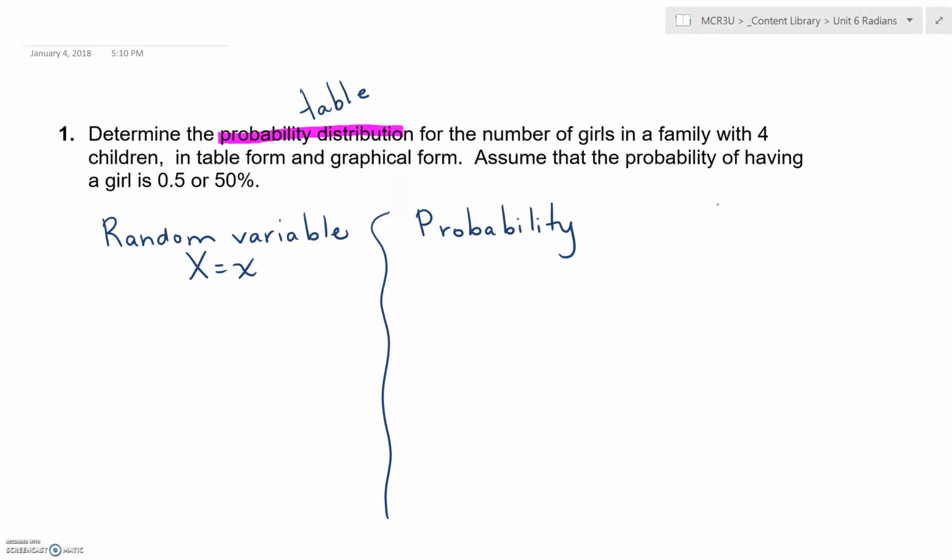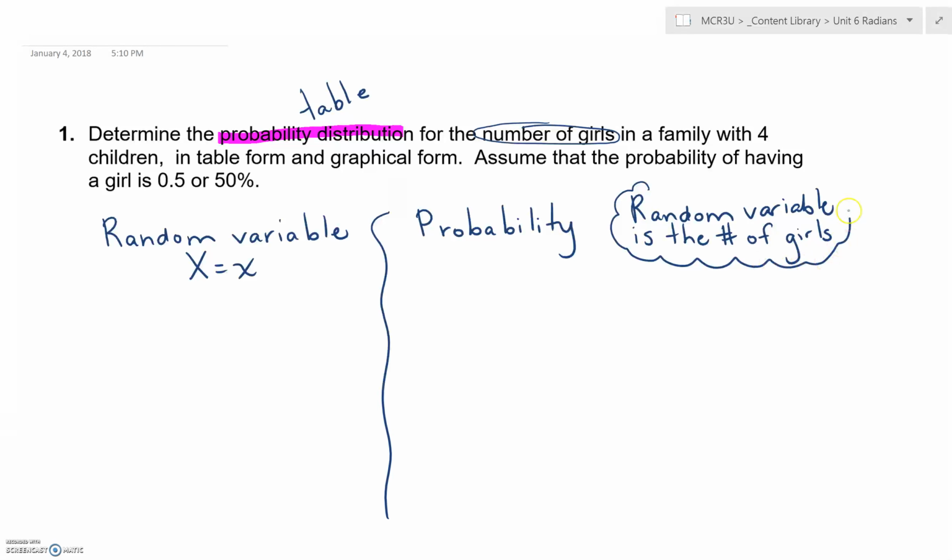So you want to kind of define that. So random variable, okay, here, is the number of girls. The reason I know this is if I read the question, it does say, find the probability distribution for the number of girls. So it's important to know exactly what that random variable is before you start doing this table. So if I'm going to have a family of 4, the random variable can assume different values. So how many girls can you have in a family of 4 children?